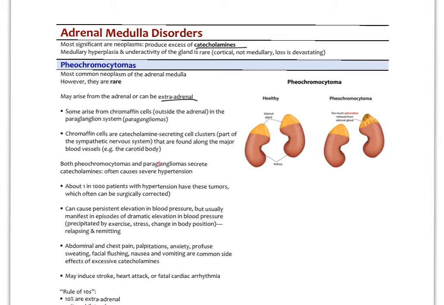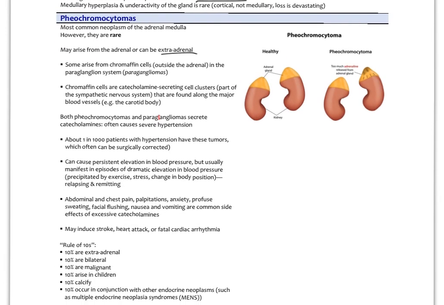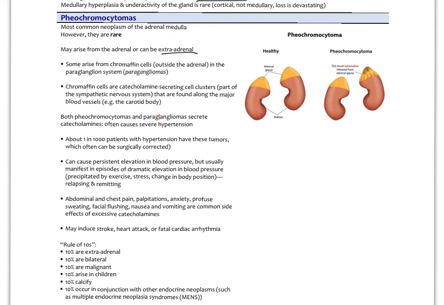And the main presentation is going to be severe hypertension. So this is another cause of elevated blood pressure, secondary hypertension. About 1 in 1,000 patients with hypertension actually have these catecholamine-secreting tumors, so it's important to keep in your differential. Many of them, in the early stages at least, can be addressed surgically very effectively, and that can eliminate the blood pressure problem.